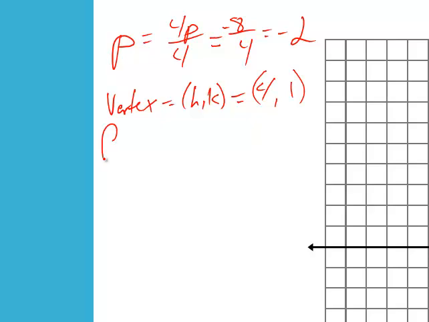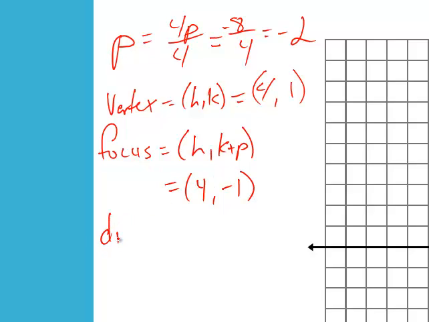Now we would need to find our focus. Our focus, given x squared, looking at your notes, would just be (h, k plus p). So h is 4, k is 1, p is negative 2. So 1 plus negative 2 is 1 minus 2, which is just negative 1. So your focus is (4, negative 1).